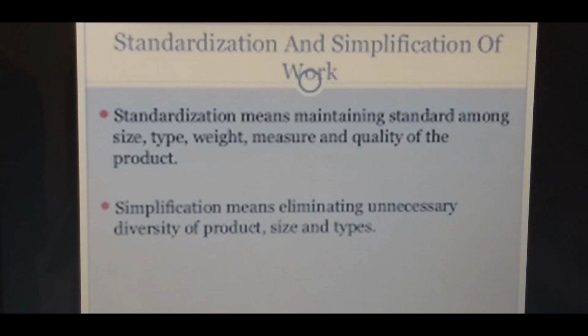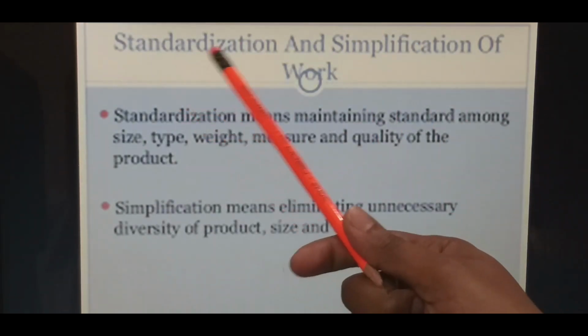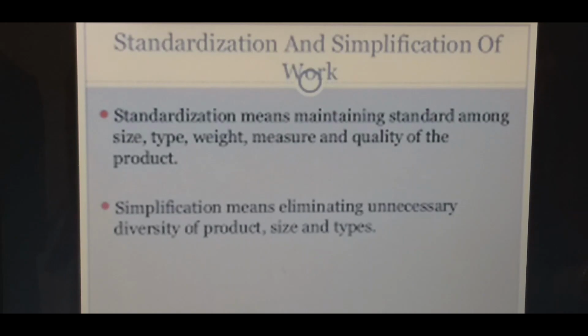Now coming to the second technique, that is standardization and simplification of work. First we'll come to standardization. According to this technique, Taylor said that the standardized way of doing the work should be found out. That is, he said that the standard should be fixed for everything in the organization. Whether it is the materials which are used or the machines which are used, the kind of labor being used for the production, everything should be standardized, he said.